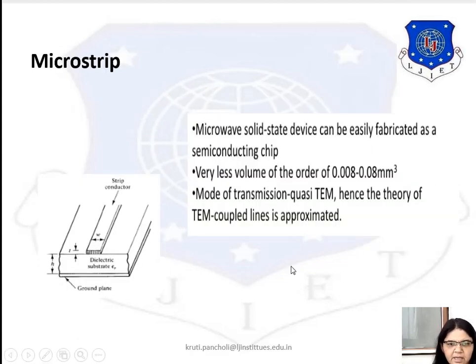Here is the diagram for the microstrip line. The height is h, the thickness is t, this is the ground plane, this is the dielectric substrate, and this is the strip conductor. Microwave solid state devices can be easily fabricated as a semiconductor chip, with less volume, in the order of 0.008 to 0.08 cubic millimeter. The mode of transmission is quasi-TEM. Hence, the theory of the TEM coupled line is approximated.